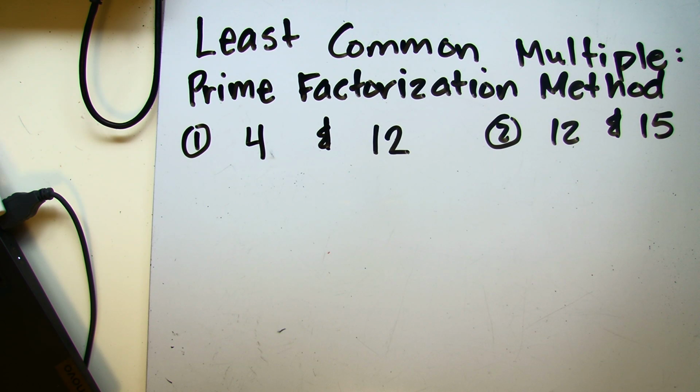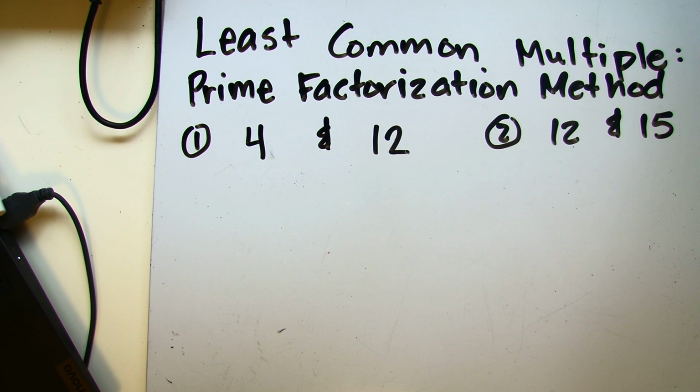In a previous video, I showed you how to find the least common multiple by listing out the multiples of the two numbers you're comparing. Another method is using prime factorization. What we want to do is find the prime numbers that make up the two numbers that you're comparing.